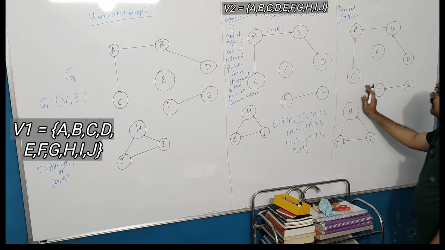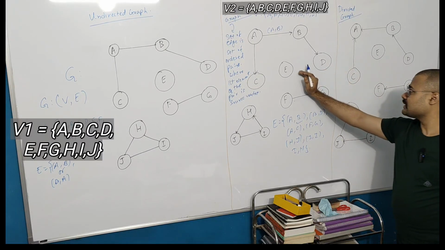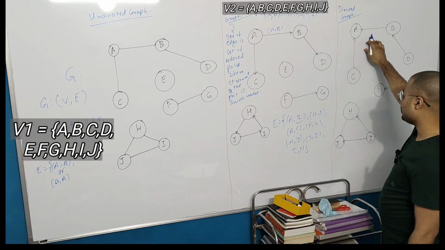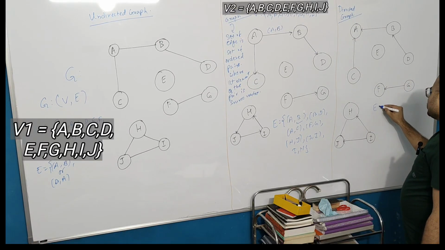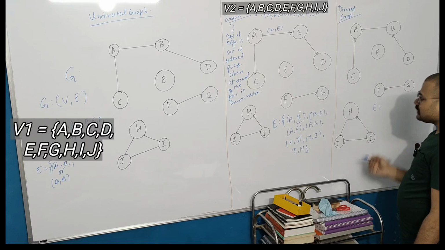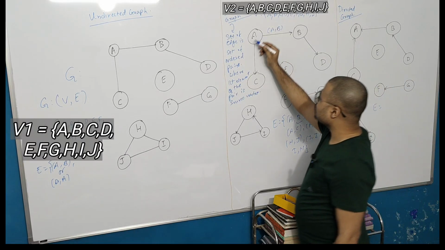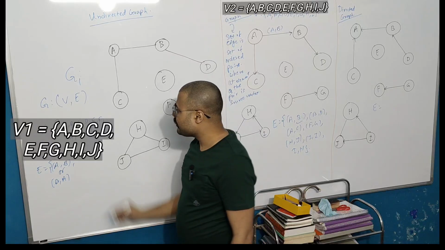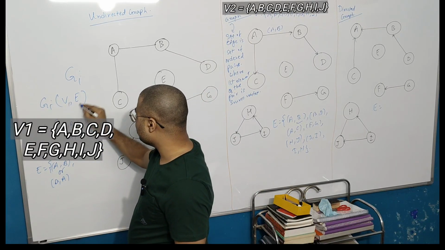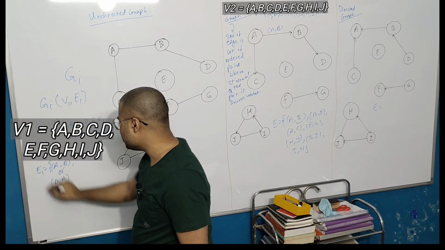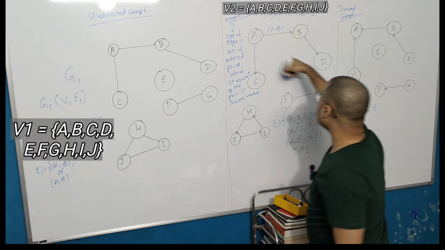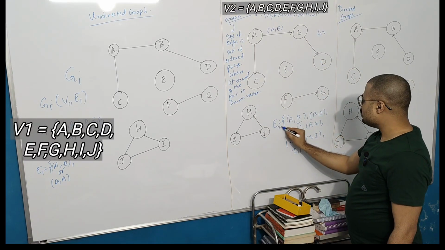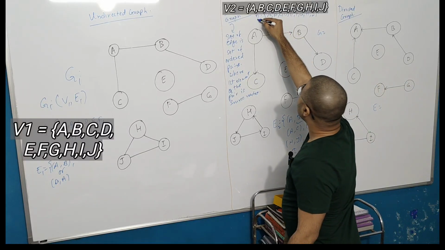Similarly, for this directed graph, the difference between this directed graph and the other is that I have just changed the direction of an edge. So let me name the graphs. This is graph G1, with vertex set V1 and edge set E1. This graph is G2, and this is E2 and this is V2.